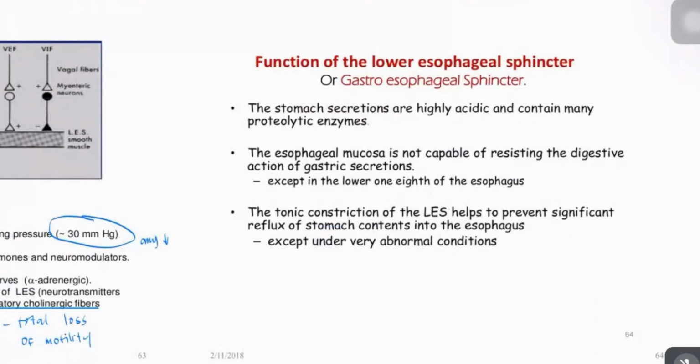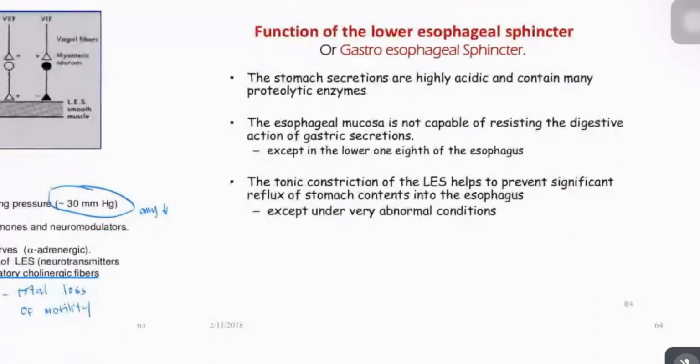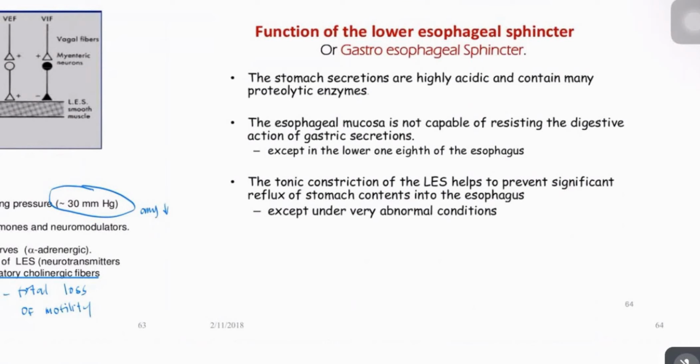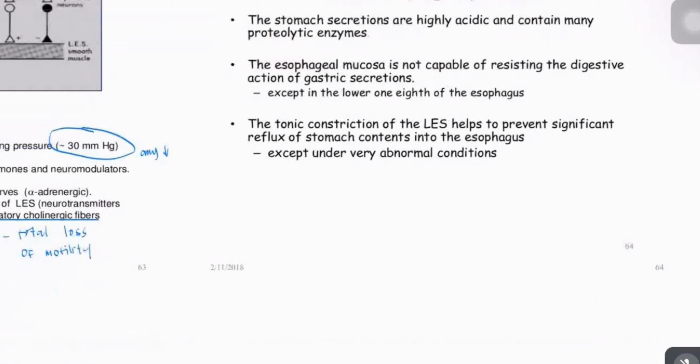Function of the lower esophageal sphincter or gastroesophageal sphincter. The stomach secretions are highly acidic and contain many proteolytic enzymes. The esophageal mucus is not capable of resisting the digestive action of your gastric secretions, except in the lower one-eighth of your esophagus. The tonic constriction of your LES helps to prevent significant reflux of stomach content into the esophagus, except under very abnormal conditions.